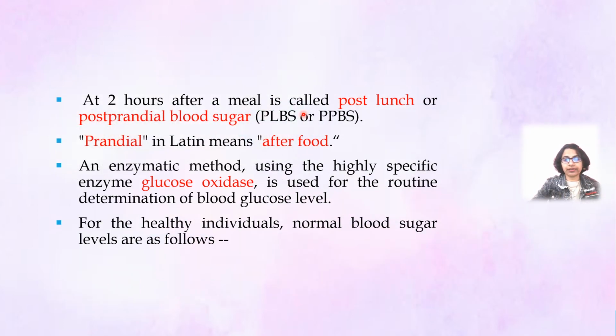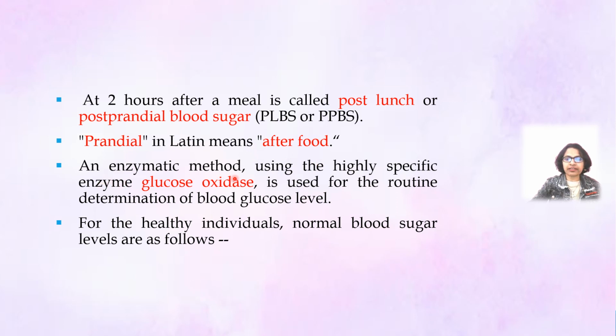The 2 hours after a meal is called post-lunch or postprandial blood sugar. Post-lunch, after eating lunch, is also known as PLBS or PPBS. Post-lunch or postprandial blood glucose level or blood sugar. Prandial in Latin means after food.